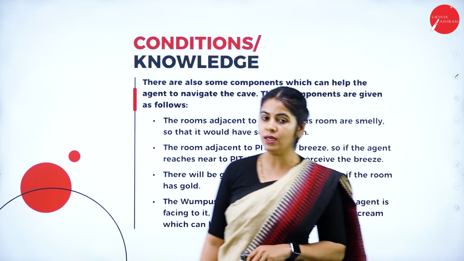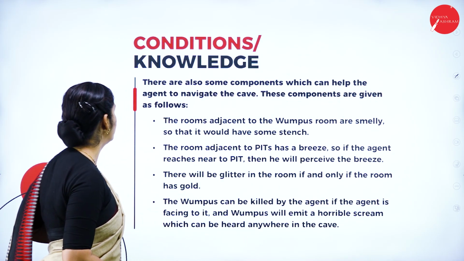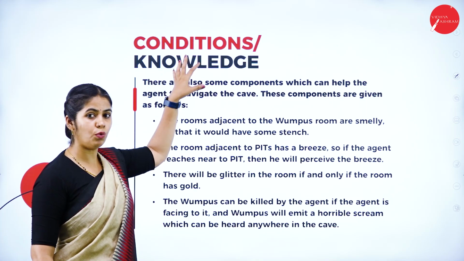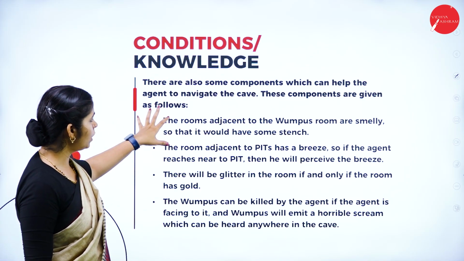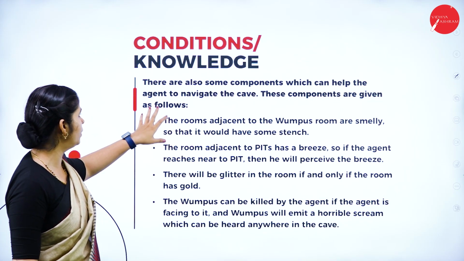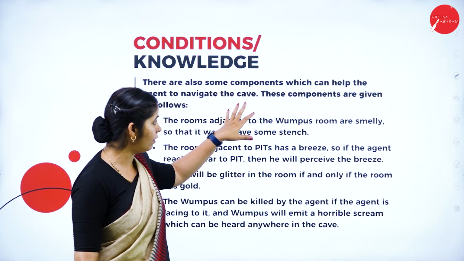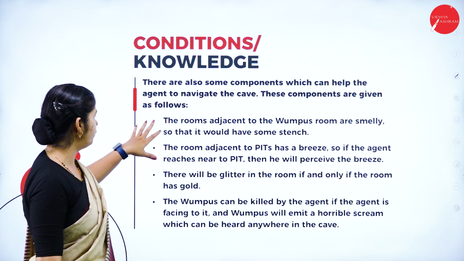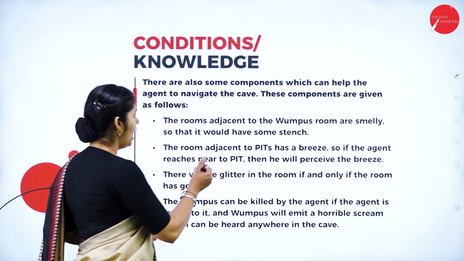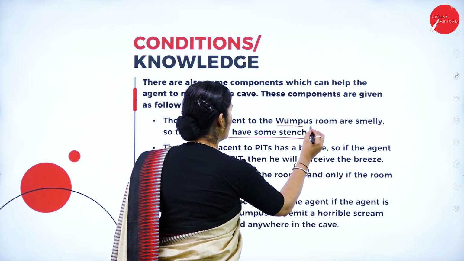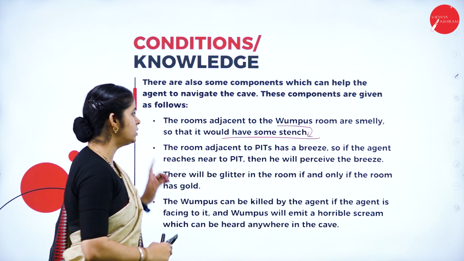So how do we find the solution for the Wumpus World problem? That is the knowledge, or the conditions, that we are providing. There are many components which can help the agent navigate the cave. The components are as follows. The room adjacent to the Wumpus is smelly and has a stench. Adjacent rooms will have the stench smell.